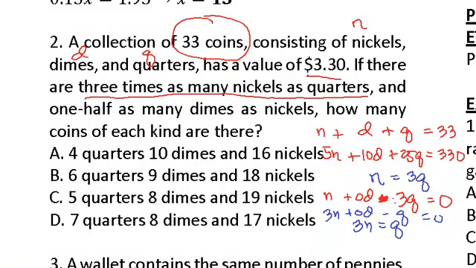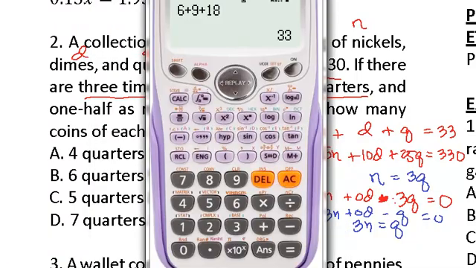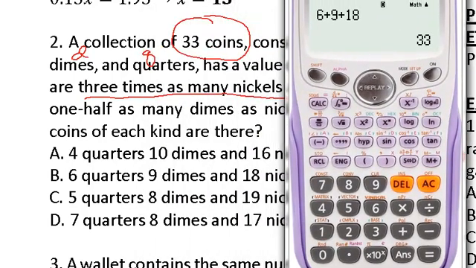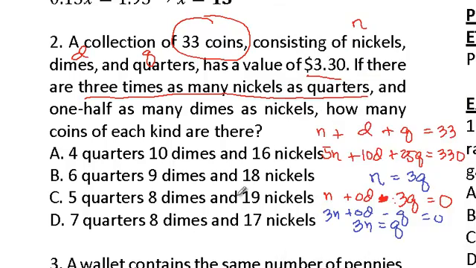It fits the first description. Second, its value must be 330 cents. So 6 quarters at 25, plus 9 dimes at 10, plus 18 nickels at 5, gives 330. If we had done this approach at the very beginning, without even setting up the equations, it would have been safer. And there will only be one answer.